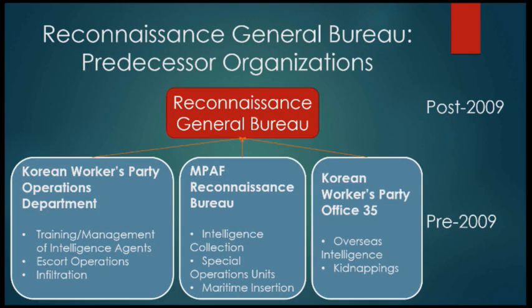Basically, the key takeaway is that the RGB is much more than just an intelligence organization. The RGB is frequently and routinely involved in a range of activities encompassing low-intensity attacks, covert operations, espionage, as well as crime.